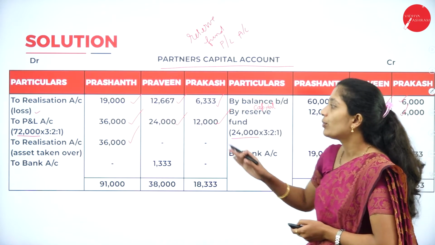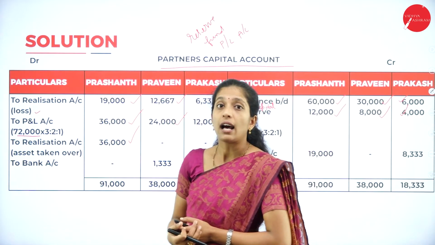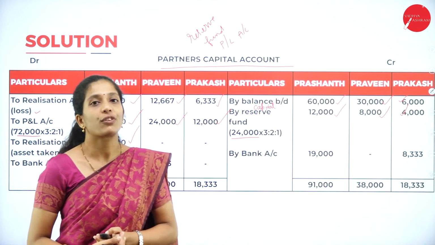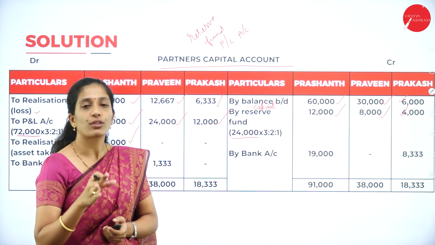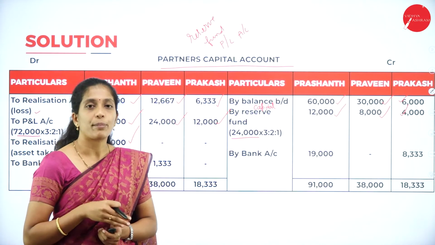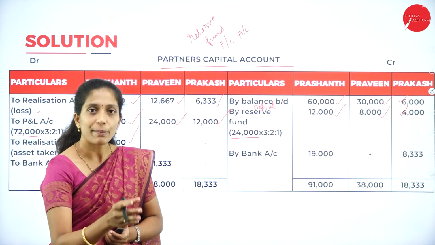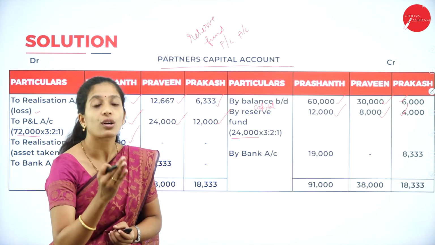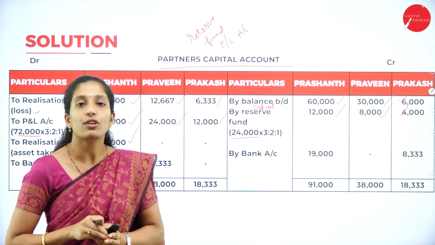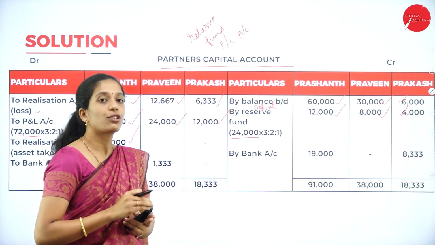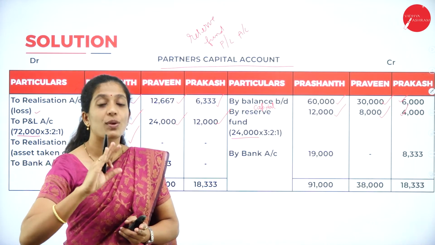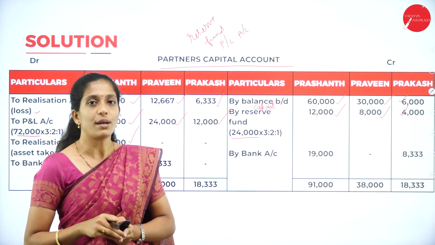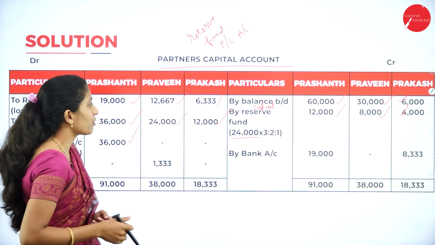Next what you have to do, we have to balance both the sides, and the balancing figure has to be transferred to bank account. Here we are not going to carry down that amount because we are not going to prepare the balance sheet. In the sense, the business is not going to continue. So it is going to close down, right? So we are going to transfer to bank account. In the sense, we are settling the accounts of the partners.